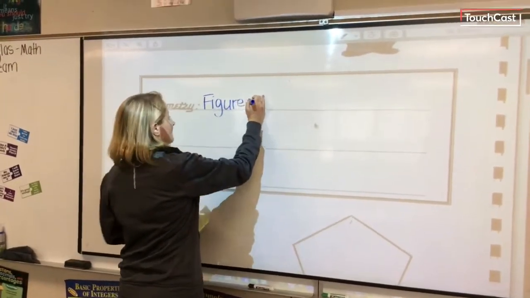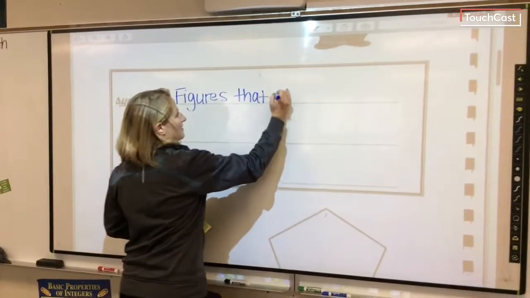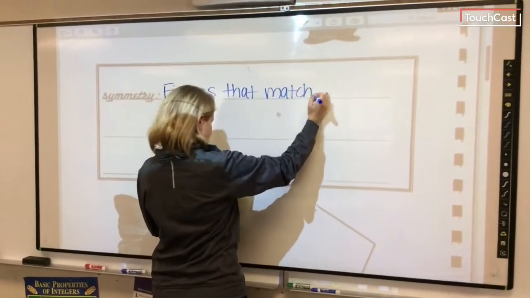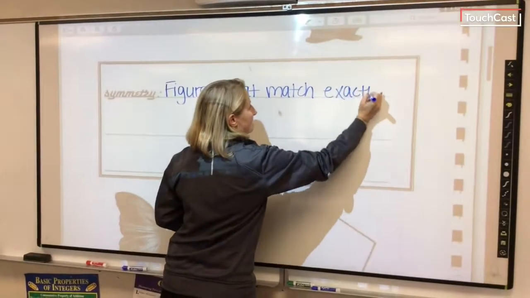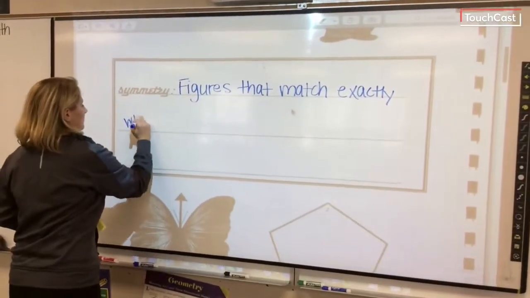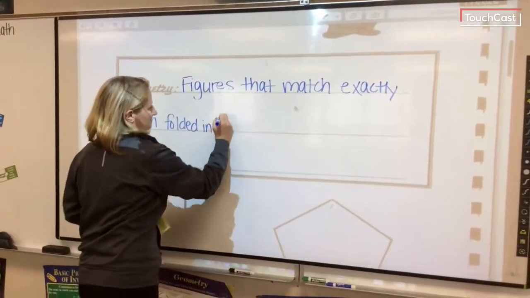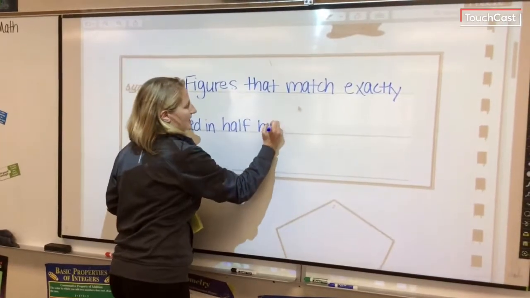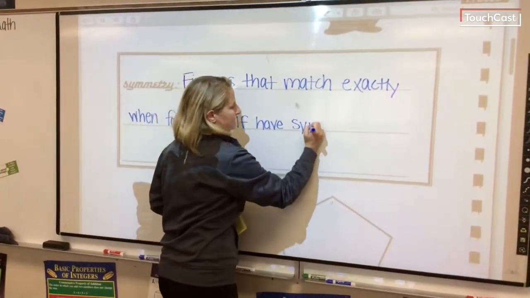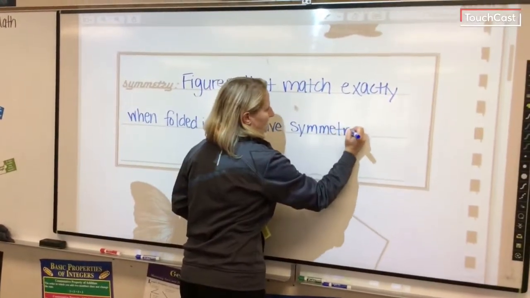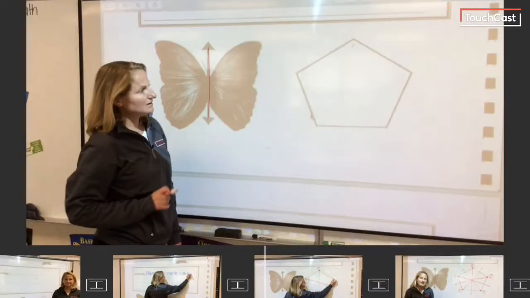Let's get this down. Figures that match exactly when folded in half have symmetry. You will notice that Mrs. Tiglis has drawn a line through the center of the butterfly and shown that that also has symmetry. If you folded that butterfly in half, you would have an exact match.